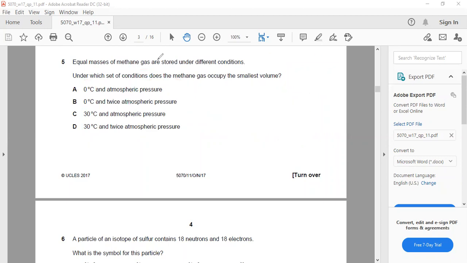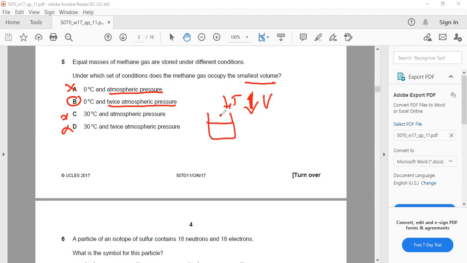So B is the answer because smallest volume, lower the temperature, lower the volume. So C, D wrong first. Why A is wrong? Because atmospheric pressure here is twice atmospheric pressure. More pressure, smaller volume. Okay, so B is the answer.